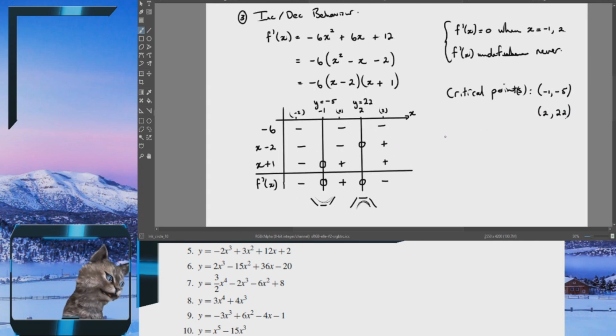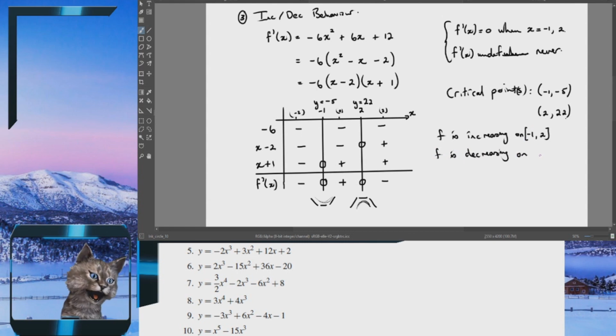We can then wrap this up with a sentence saying f is increasing on the interval negative 1 to 2, and f is decreasing on negative infinity to negative 1, as well as, I'll squeeze it in here, 2 to infinity.